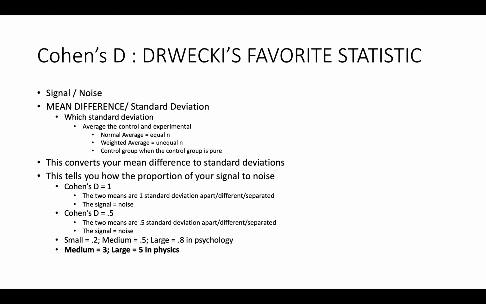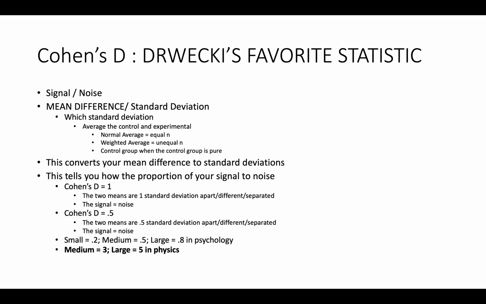Signal to noise ratio, mean difference over some estimate of standard deviation. That's your Cohen's d. Now, whenever you're doing division, you have to think about what's going on here. So essentially, we're converting our mean difference to a standard deviation difference. We're saying we have this mean difference. It's in our numerator. We're dividing it by our standard deviation.